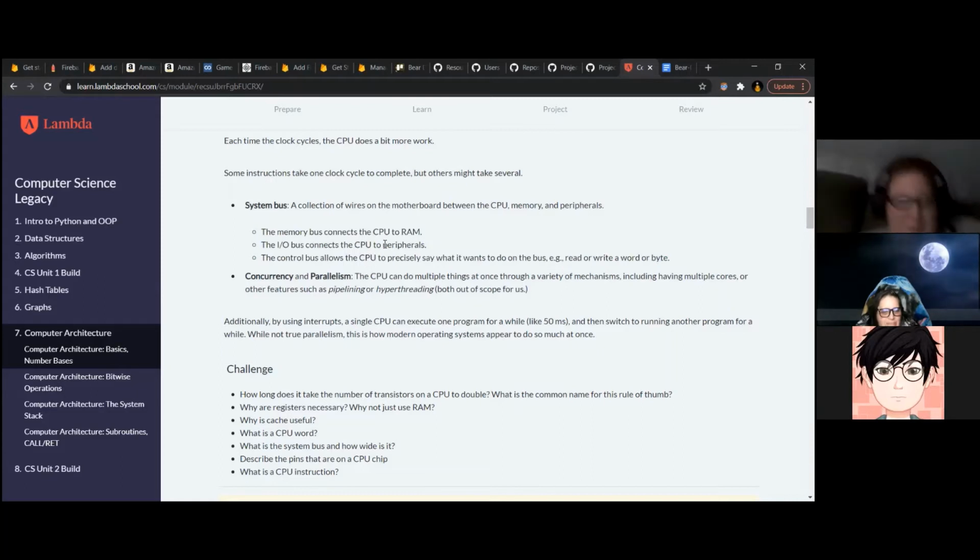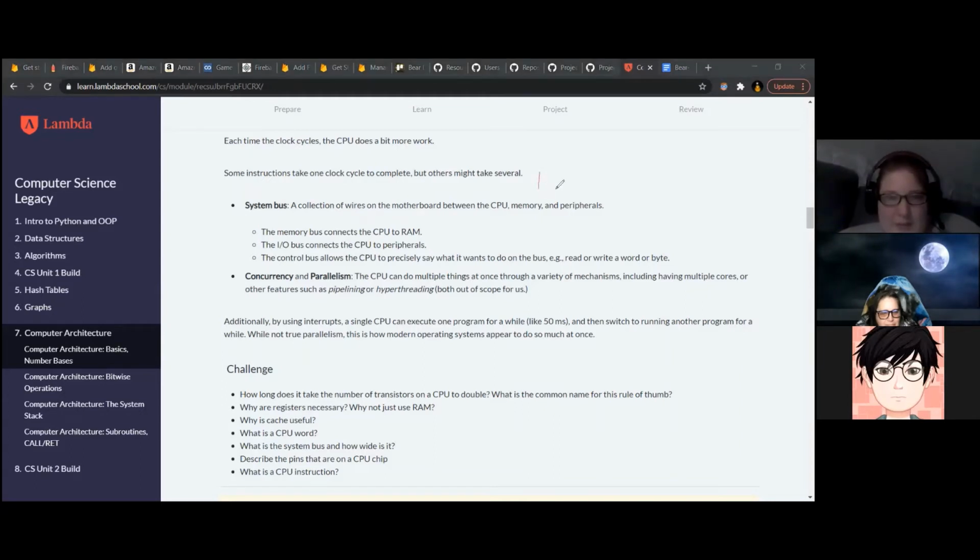The memory controller connects the CPU to RAM, which handles communication between RAM and the CPU. The I/O bus, input-output bus, connects the CPU to, like, your hard drive, right? So whenever you hear about I/O, that's when you're either swapping memory out of RAM, or saving something to your hard drive. That's the I/O bus. It also communicates with your printer. The control bus allows the CPU to precisely say what it wants to do on the bus: read, write a word, or byte.